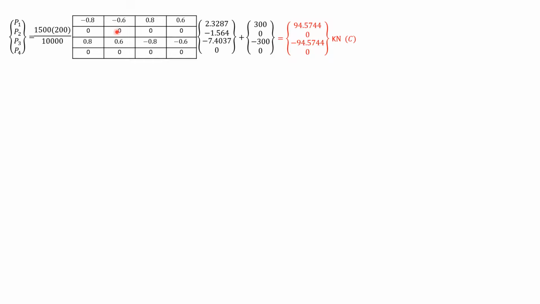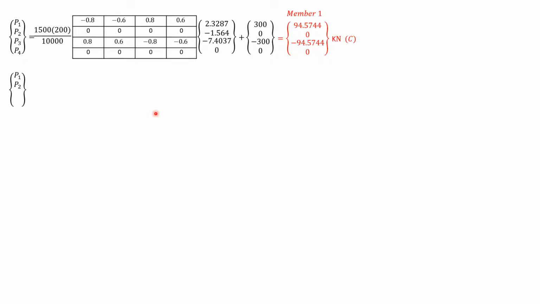Remember how to expand this? Negative 0.8 times 2.3287 plus negative 0.6 times negative 1.564 plus 0.8 times negative 7.4037 plus 0 times this value here, then plus 300, that will be the value here. Then you just make sure that the first calculation is correct. You don't need to compute the second value because it is just the negative of the first value. Because the second value is negative, member 1 is in compression.